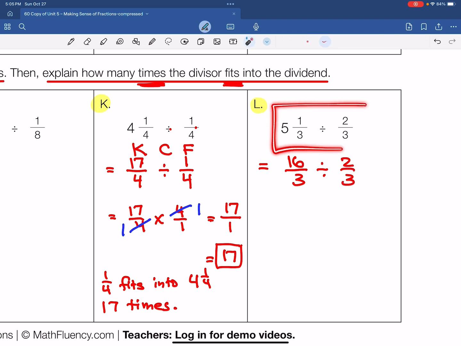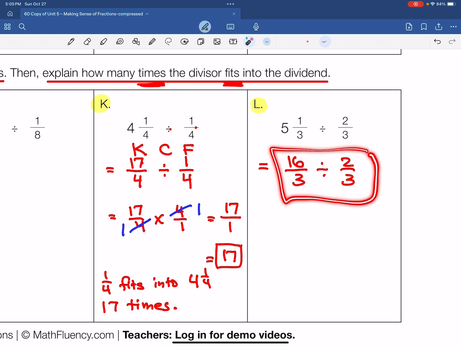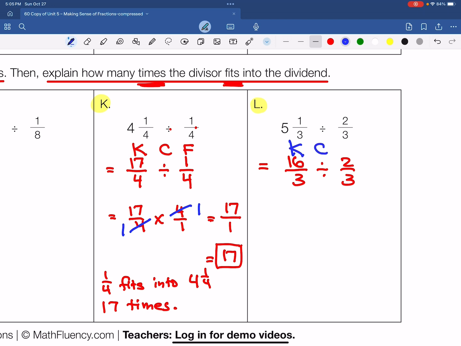And you notice we started with a very difficult division problem with mixed numbers, and we changed it to a much easier problem with improper fractions. So now we can go ahead and solve it. Always, always, always touch that operation first, and we say that it's division. So we're going to rewrite it using keep, change, flip. I'll do it in blue so it's easier to see. Keep, change, flip.